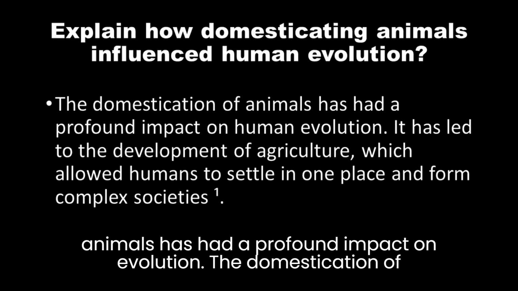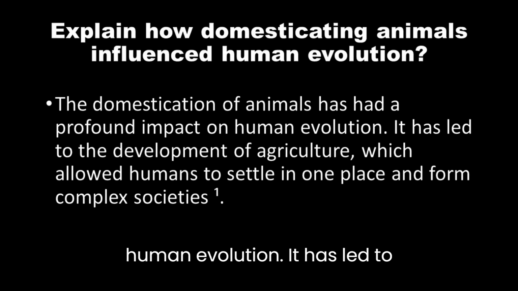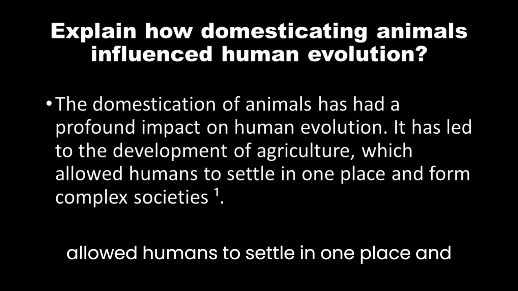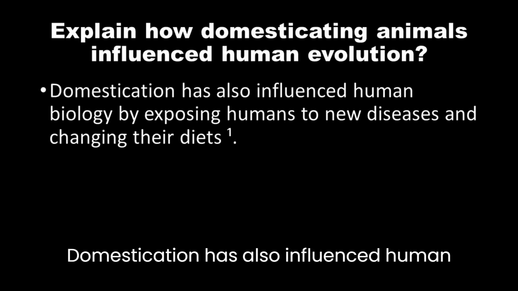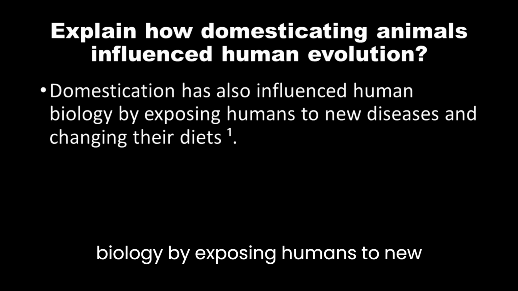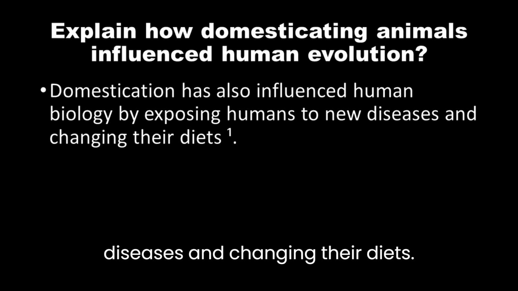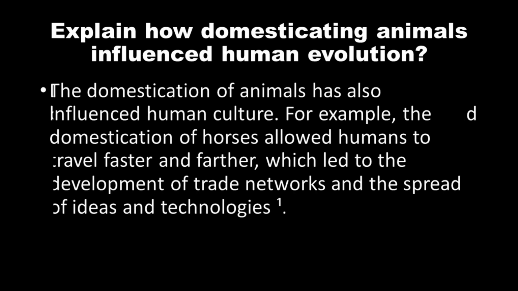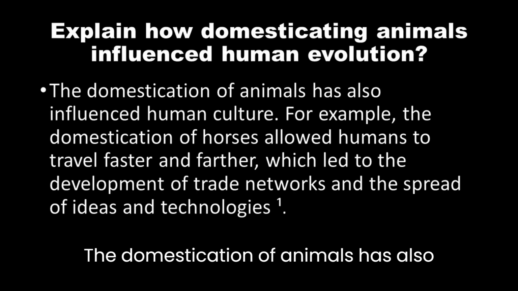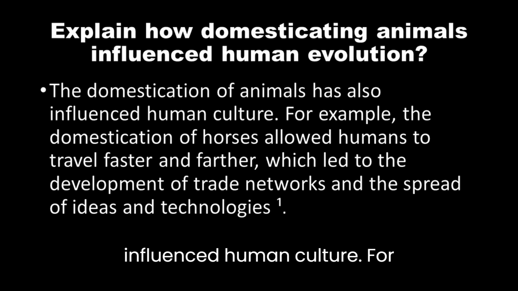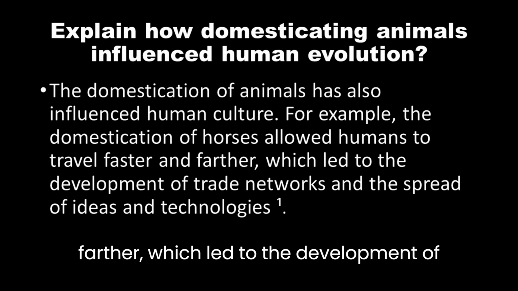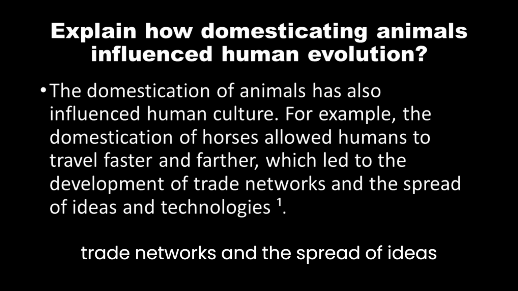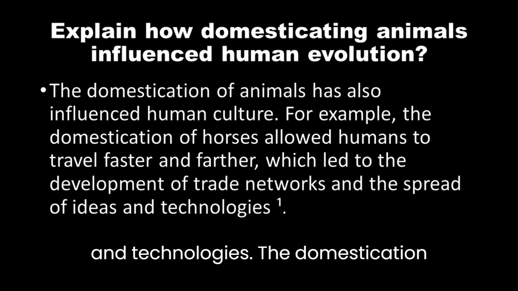Explain how domesticating animals influenced human evolution. The domestication of animals has had a profound impact on human evolution. It has led to the development of agriculture, which allowed humans to settle in one place and form complex societies. Domestication has also influenced human biology by exposing humans to new diseases and changing their diets. The domestication of animals has also influenced human culture. For example, the domestication of horses allowed humans to travel faster and farther, which led to the development of trade networks and the spread of ideas and technologies.